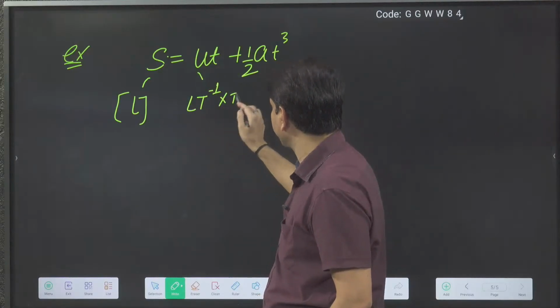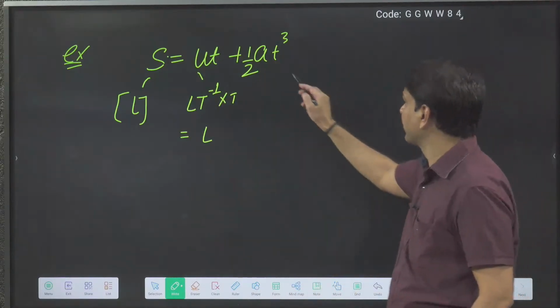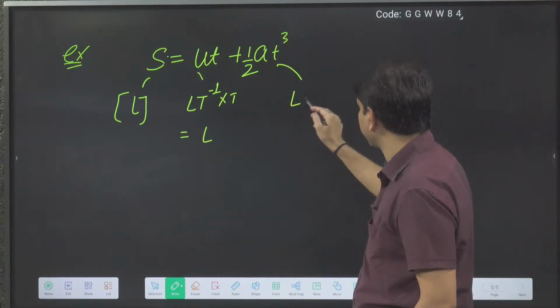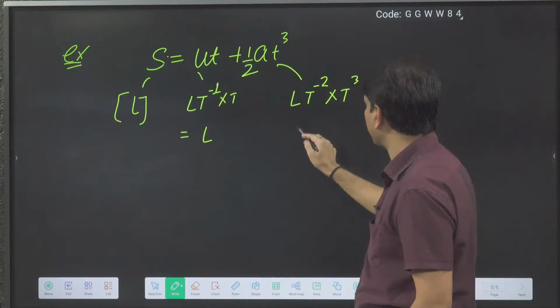And T is what? T. Then what I got? L. Okay, that is okay. Now AT cube dimension, AT cube. I can say acceleration is LT minus 2. T cube is what? T cube. Then what I got? LT.